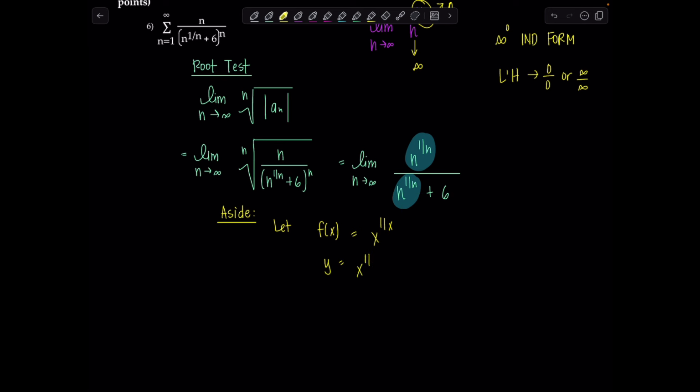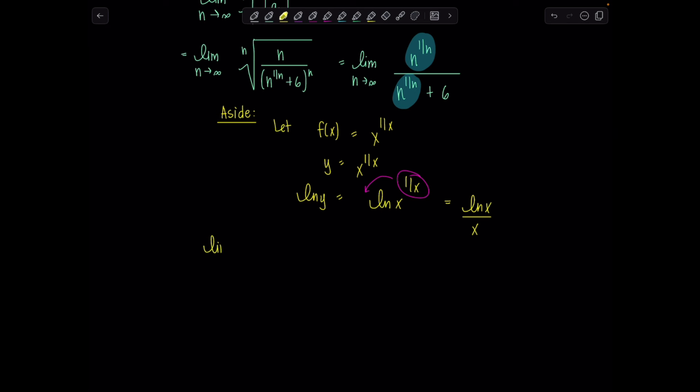Well, we're going to take the natural log of both sides. So if y is equal to x to the 1 over x, ln of y equals ln of x to the 1 over x. And then using my log properties, I can move that in the front. And this is ln of x times 1 over x, which just becomes ln of x over x. Okay, so now let's take the limit as x approaches infinity of the natural log of y, which is the limit as x approaches infinity of natural log of x over x.